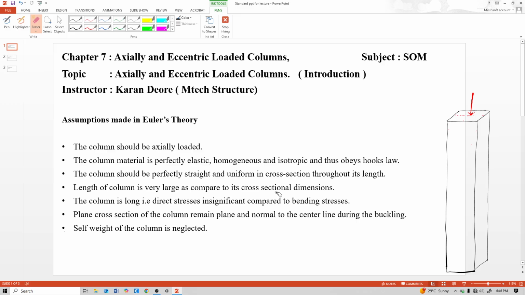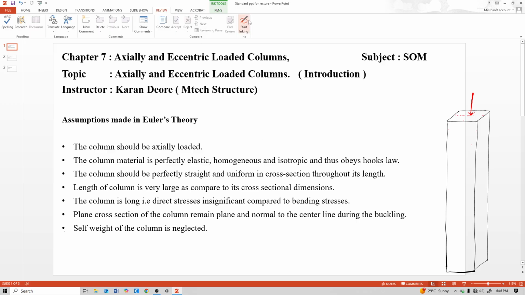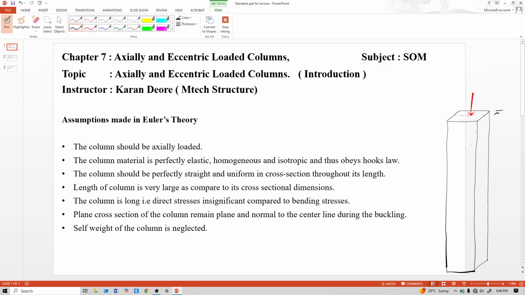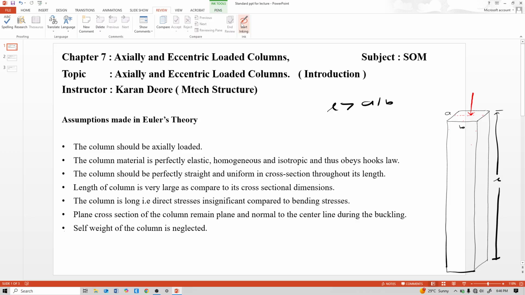The length of the column is very large as compared to its cross section. See, if you consider this as the length of the column, then it should be greater than A, B. This is A, this is B, like that. This is the meaning of that sentence.